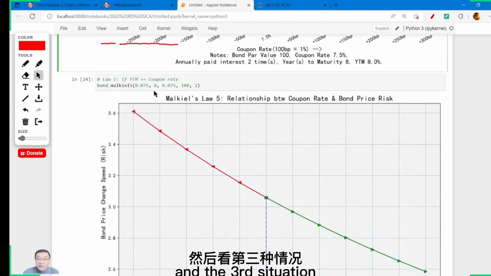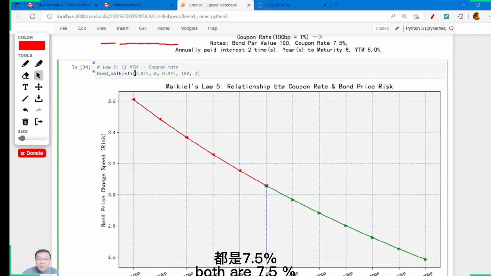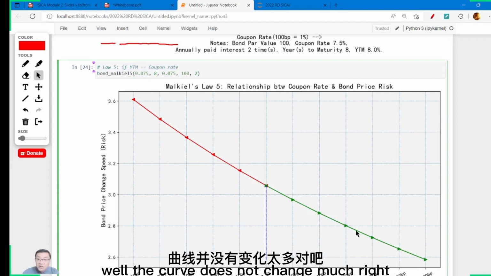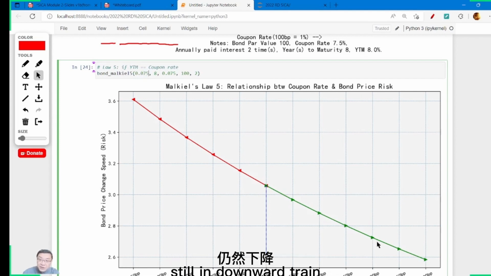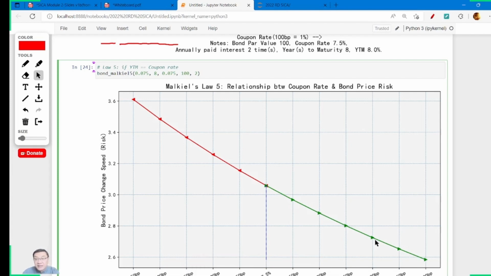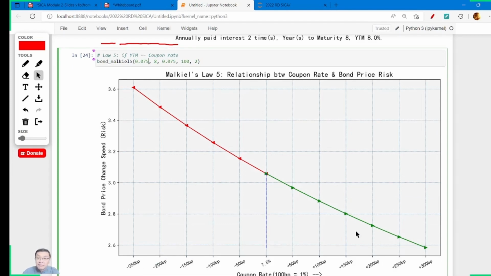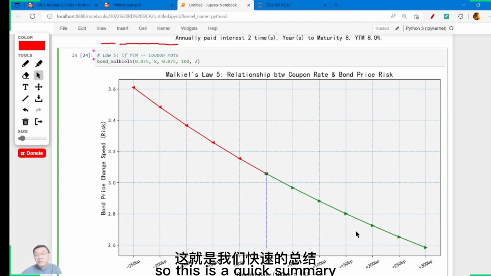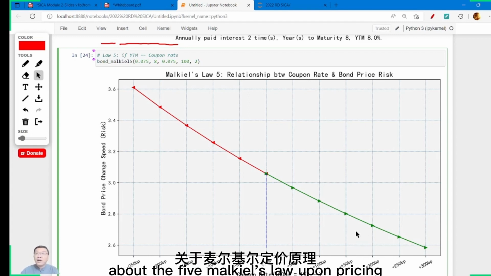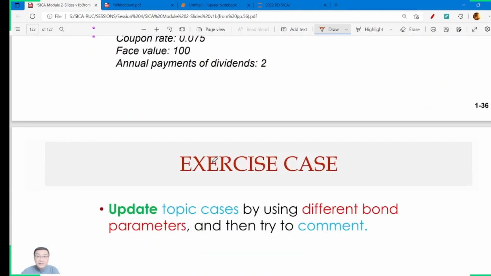And the third situation, still for law number 5, if we have YTM equal to coupon rate, both 7.5%, the curve does not change much. Still a downward trend. There might be some minor changes, but the conclusion remains the same. So this is a quick summary of the 5 Malkiel laws on bond pricing. Let's get back to the slides.